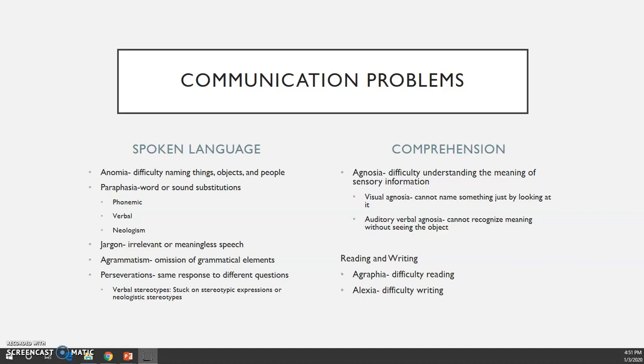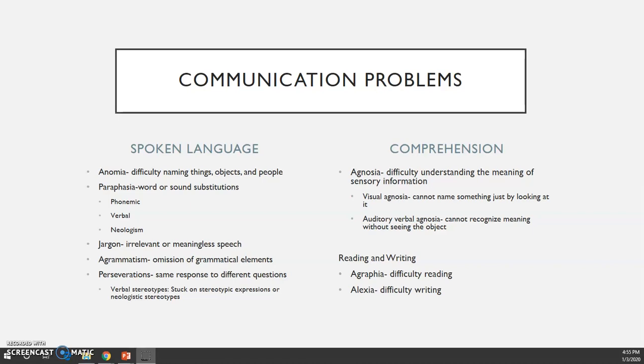Now, as far as reading and writing go, I see now that I've made a mistake on the slide for agraphia and alexia. Agraphia is actually difficulty writing, and alexia is difficulty reading, and it's related to that sensory information. Alexia is a subcategory of dyslexia, but it's related to neurological impairment, not a developmental disorder, but an acquired disorder resulting from injury to the language area of the brain related to reading.